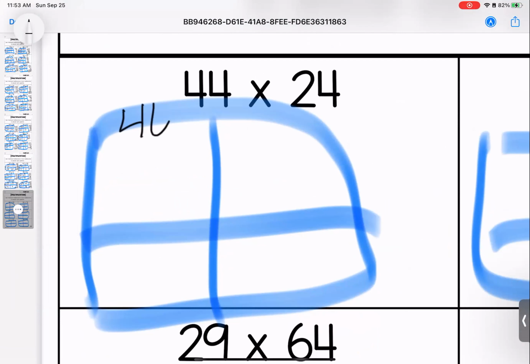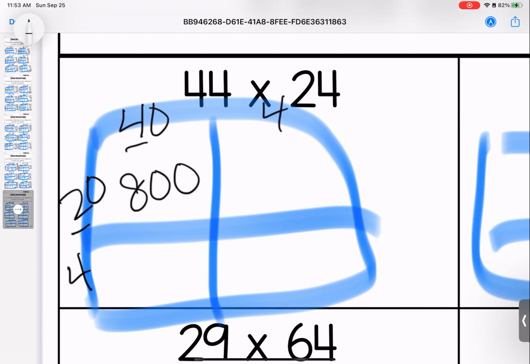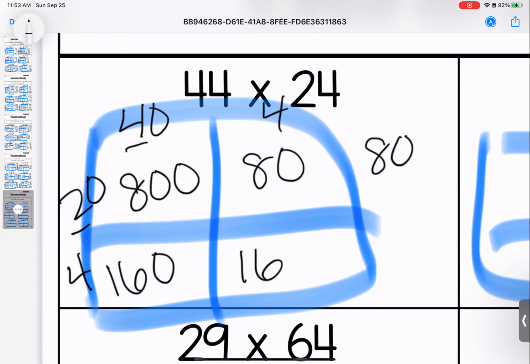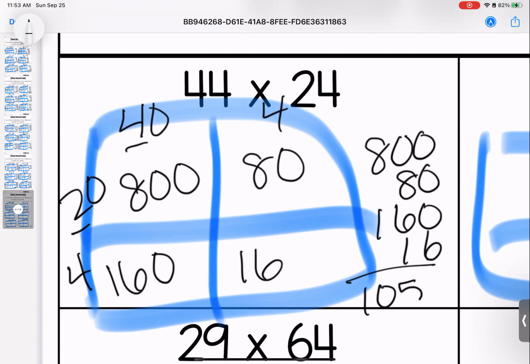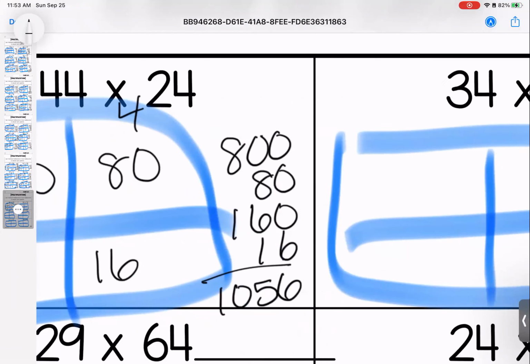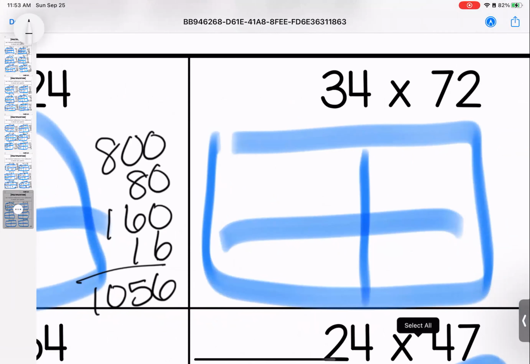Let's do this. 40 and 4, 20 and 4. 2 times 4 is 8. We have 2 zeros. 2 times 4 is 8. We have a 0. 4 times 4 is 16. Add a 0. Let's get this out of the way. There we go. And 4 times 4 is 16. We stack, we add, and we get 1,056. Moving on. As you can see, I'm fighting a timer.